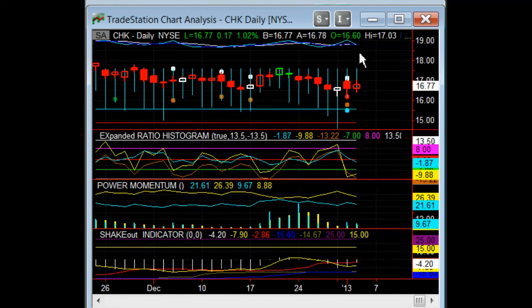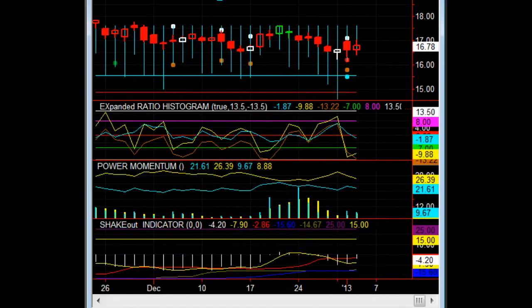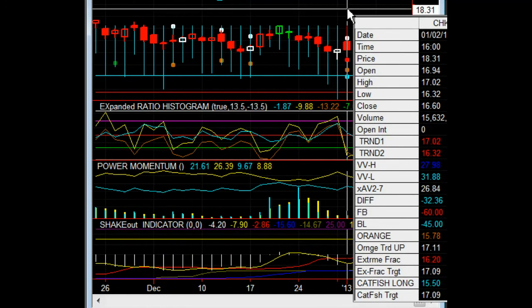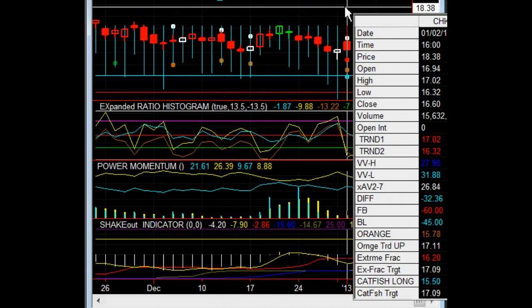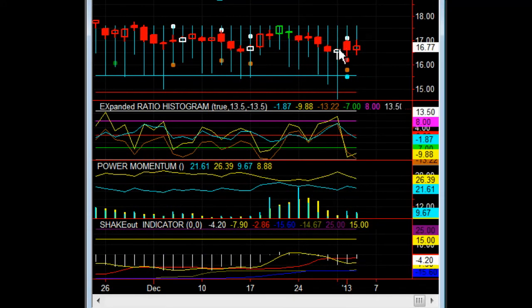So look at all those fractals in a row. We had the extreme fractal. Let me expand my chart up a little bit higher here so we can see it. We had the extreme fractal, catfish long, orange dot. From 1709 to 1711 is the target. You ended up with your beautiful discount.